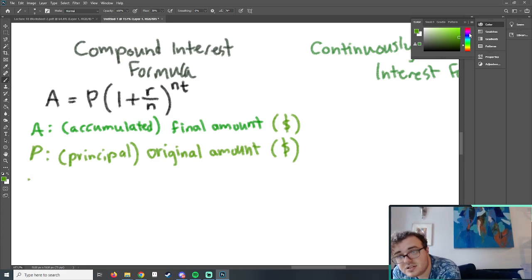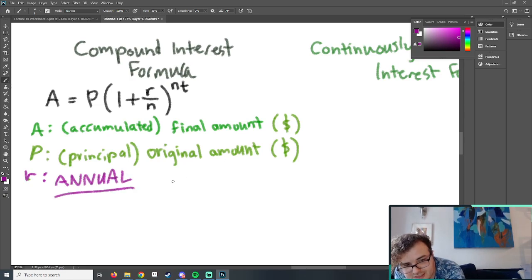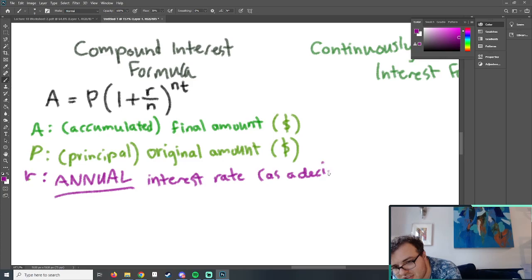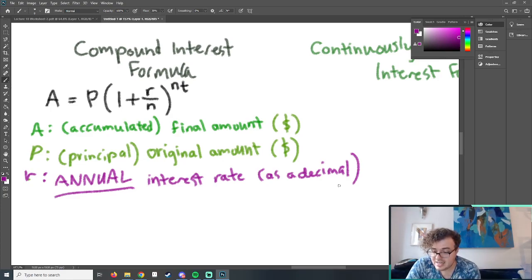r is really important. r is the annual, that means yearly, interest rate, as a decimal. If you say, for example, that your interest rate is 7%, that means r is actually going to be written as 0.07, right? 7/100ths, because percents are just fractions out of 100.